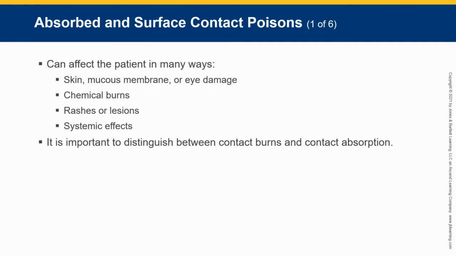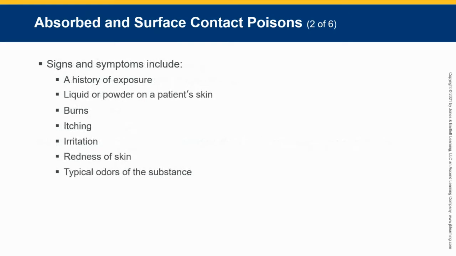Absorbed poisons, or things that patients come into contact with on surfaces, can affect the patient in many ways. So you may have actual irritation to the skin, or maybe a mucous membrane if it was breathed in, or eyes. There could be burns, rashes and lesions, and there could be systemic effects. If you were to come in contact with something that was an anticholinergic, for example, you might have those effects. It doesn't really matter which way the poison enters the body.